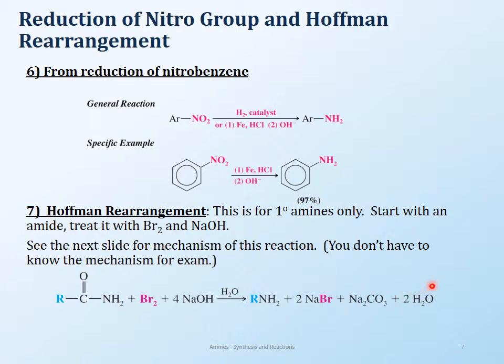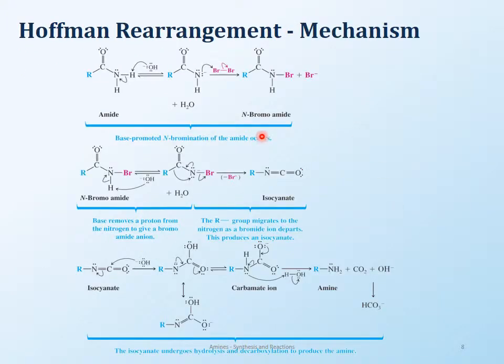The mechanism is not required, but it's very interesting. Here is the mechanism of the Hofmann rearrangement, and go through it one by one and see how this works and where everything is coming in and going out, especially how the C double bond O, the carbonyl, how does that go away? And this is a new species, isocyanate, that you've never seen before. So that forms, and then that causes the release of carbon dioxide and so on. So it's a really interesting mechanism of how you end up getting a primary amine from an amide.